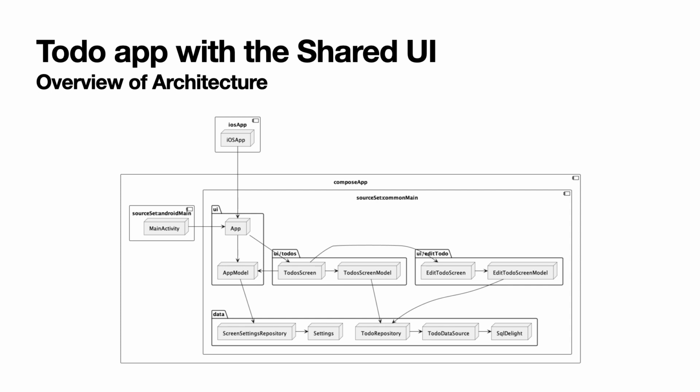Let's delve into the architecture. It follows the Model-View-ViewModel pattern. The commonMain source set of the composeApp component contains View and ViewModel. The androidMain and iosMain source sets of the composeApp component access these views. Each view and view model are responsible for the list screen and edit screen.